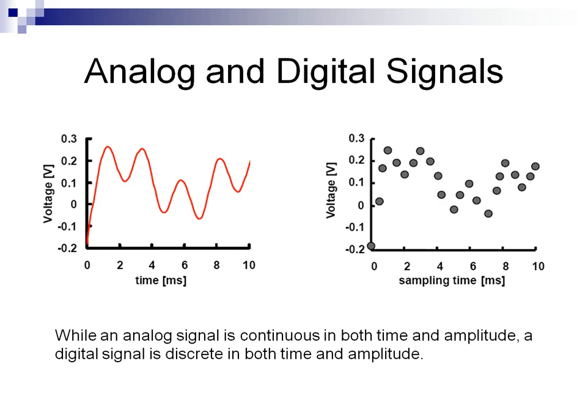While analog signals are continuous in both time and amplitude, a digital signal is discrete in both time and amplitude. We can see on the plot on the left, we have an analog type signal. And again, it is varying, but it is continuous. On the right, we have points. This is a good representation for digital sampling.